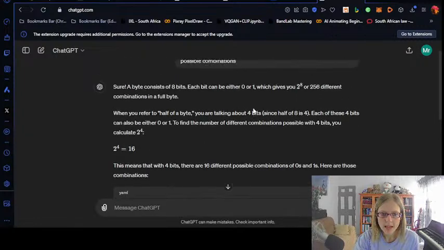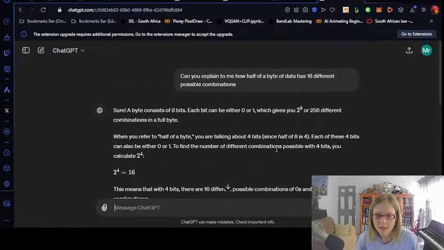A byte consists of 8 bits. Each bit can be either 0 or 1, which gives you 2 to the power of 8, or 256 different combinations in a full byte. So I suppose if you want to work out what the different combinations will be, we also did cover this in our video yesterday. You take the number of bits and use that as the exponent value. And remember it's 2 because it can be 0 or 1.